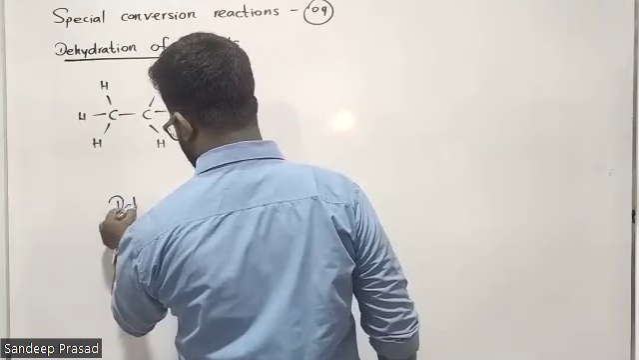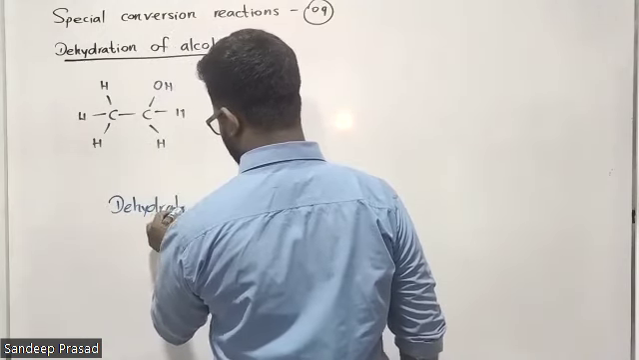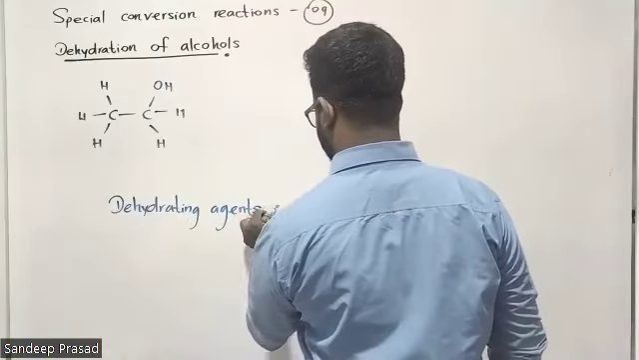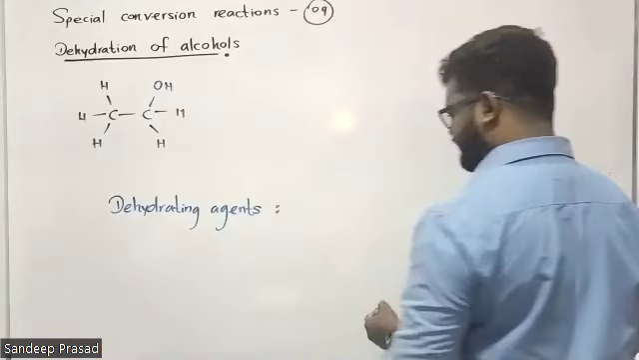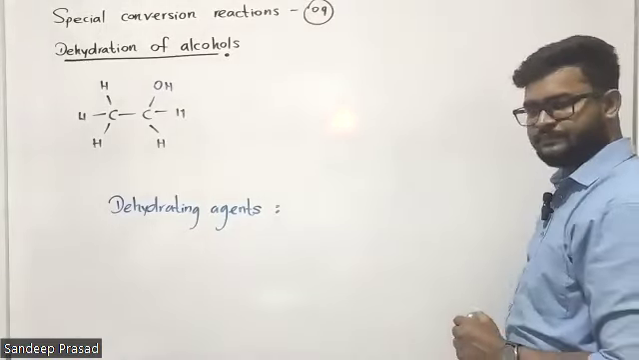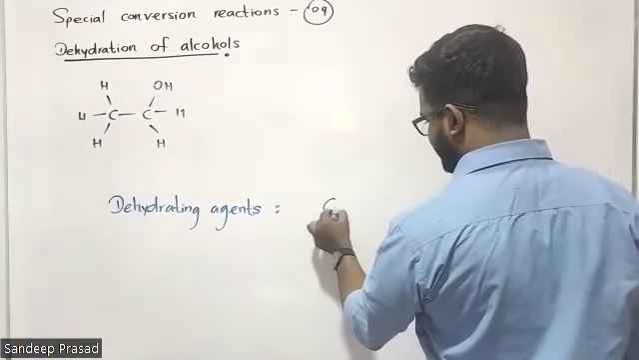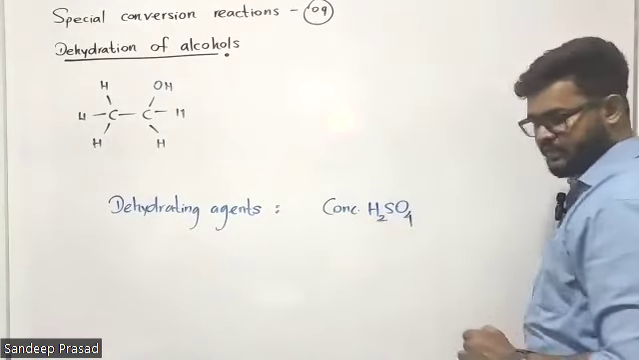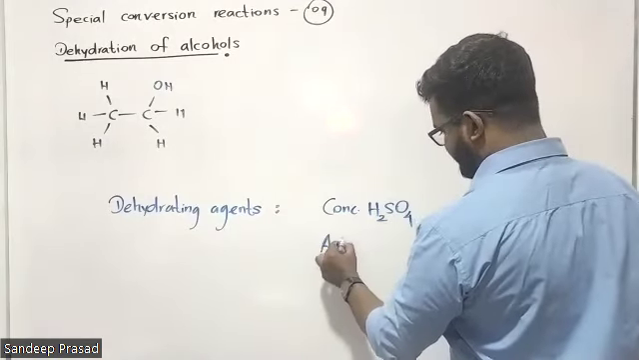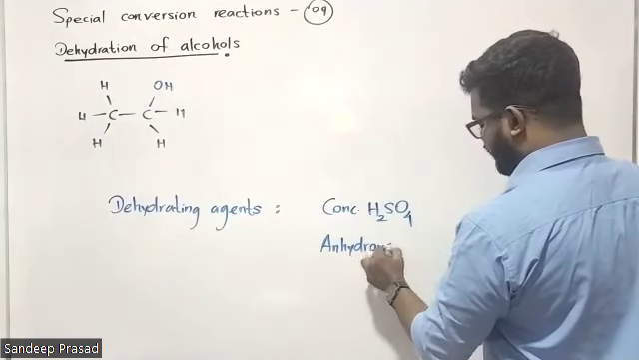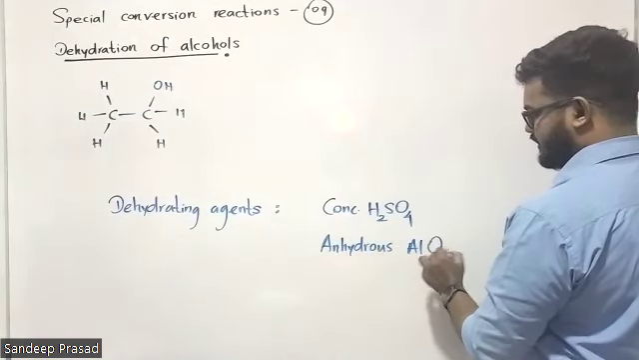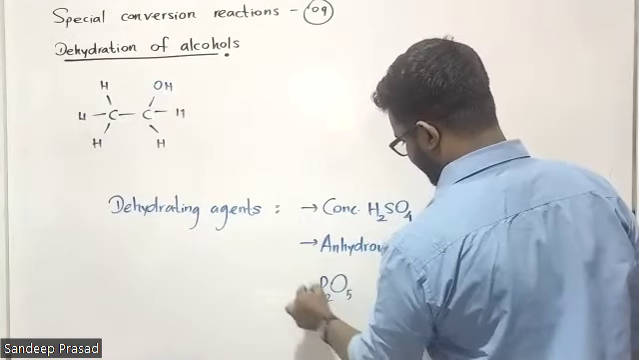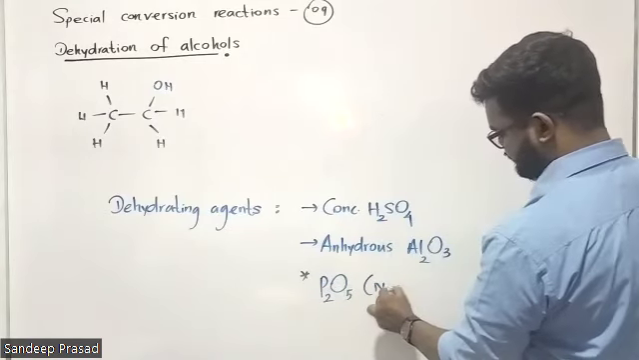As dehydrating agents, in your resource book, they have given 2 dehydrating agents. Number 1 is concentrated sulfuric acid, conc H2SO4. And the second one is anhydrous alumina, Al2O3. But I'll give you another one, which is not in our syllabus. This is P2O5, phosphorus pentoxide.